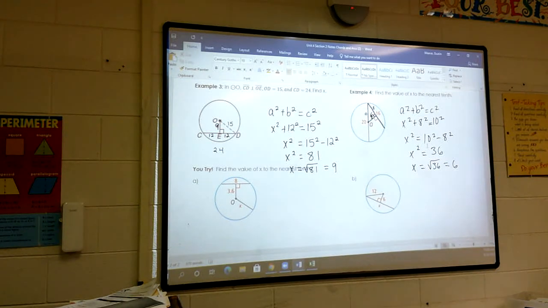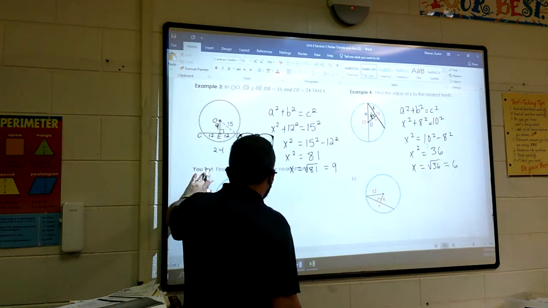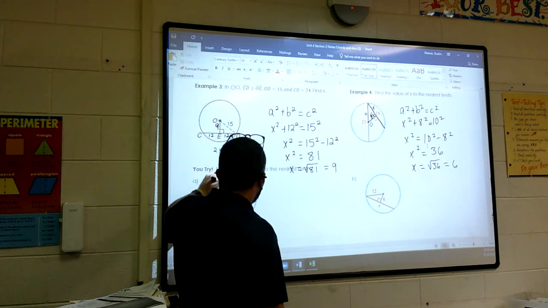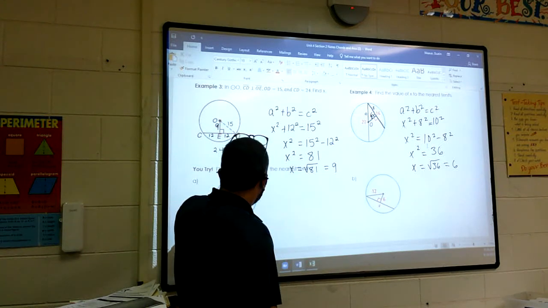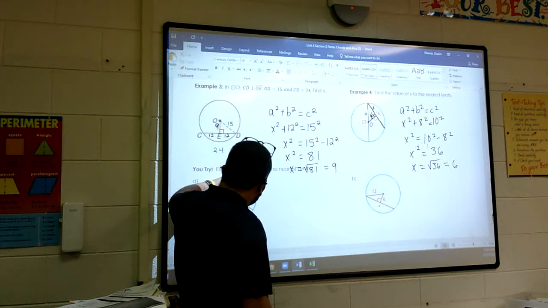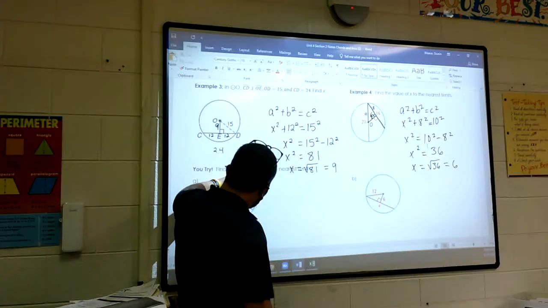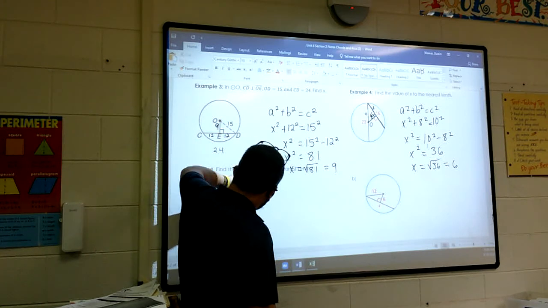Now, on the you try, let's explain kind of what's going on here. So, in this problem, you have this right angle. You basically have to, in this one, you have to create a triangle. So let's, that's not good. Let's try again.